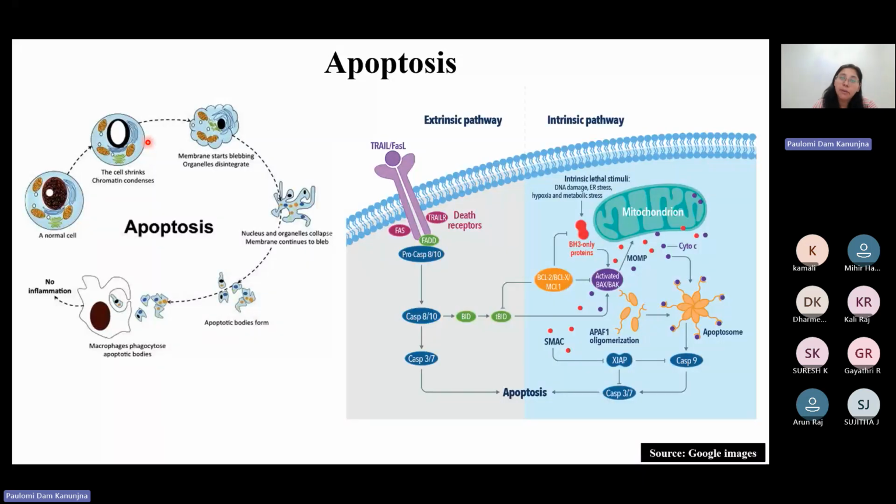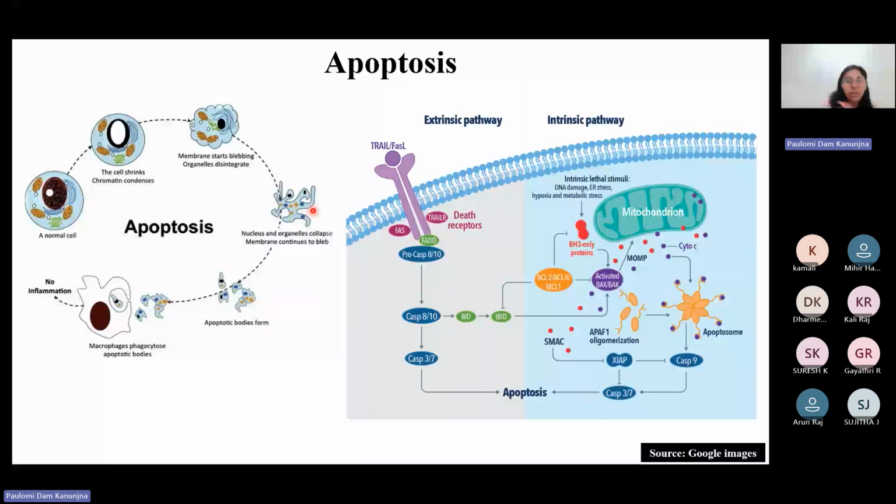Then the membrane starts blebbing, basically making these protrusions. The entire compact cell mass is now degenerating and shrinking as a mass. Organelles also start to disintegrate. Here your DNA has started getting condensed, and here your organelles are getting disintegrated. Next stage, your nucleus and organelles are collapsing, and the membrane continues to bleb, again forming protrusions. Look at the cell here, and look at the cell here. There, the cell is gone.